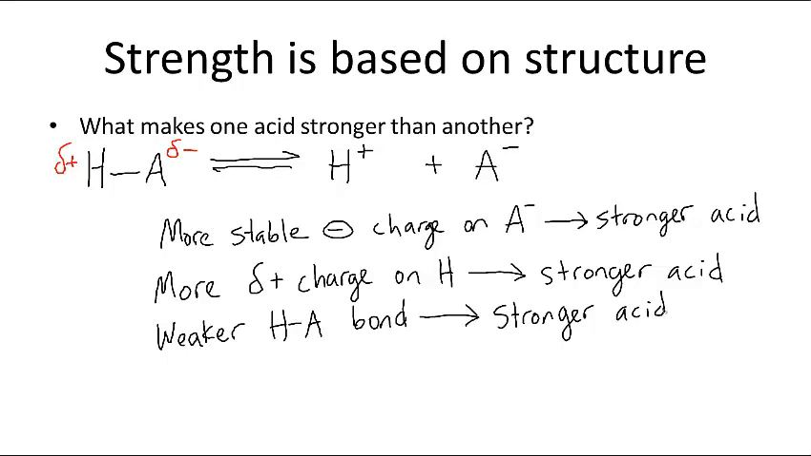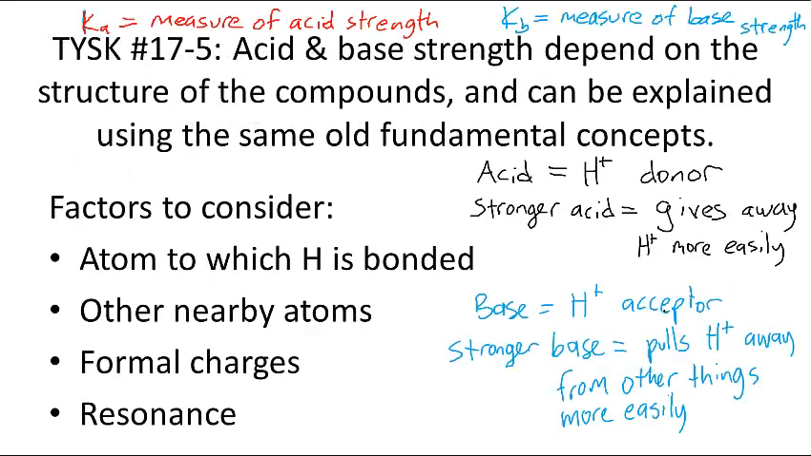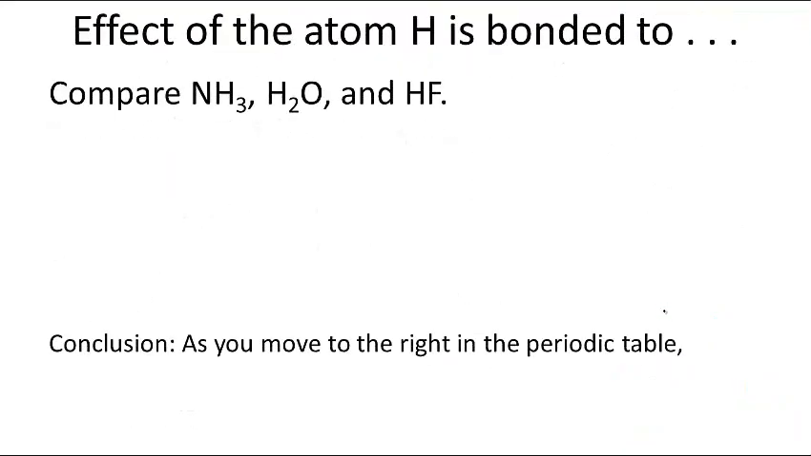So those are general factors, and now we're going to look at specific situations. And the previous slide lists them really. The 4 things we're going to consider would be what atom hydrogen is bonded to. Electronegativity is going to be a factor there. Other nearby atoms in the molecule can have an effect on acidity. Formal charges in the molecule can definitely have an effect, and then resonance can definitely have an effect. All right.